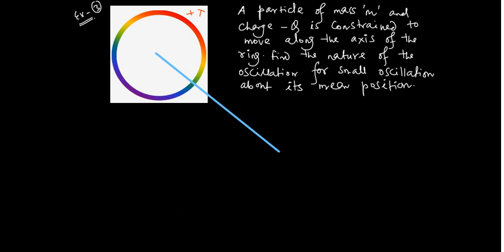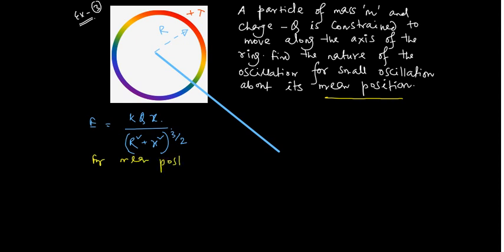Now, first of all, the first thing I will write is that the electric field due to a ring is basically kqx by (R square plus x square) to the power 3 by 2, if I take its radius to be capital R. All right. Now they are mentioning this mean position. So for the mean position, the force acting on the charge should be 0.